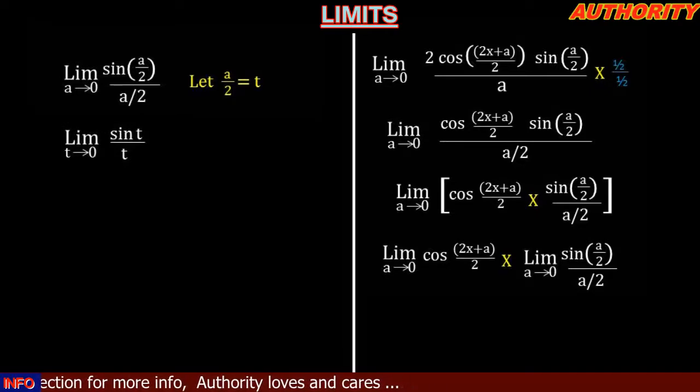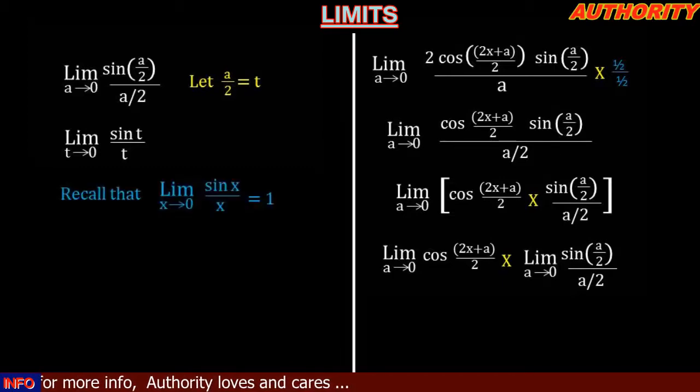That means we are going to have limit as t approaches 0. In place of sine a all over 2, we have sine t. In place of a all over 2, we replace it with t. That means we have limit as t approaches 0 of sine t all over t. All right? Good. Now, recall that anywhere we have limit as x approaches 0 of sine x all over x, it is equal to 1.